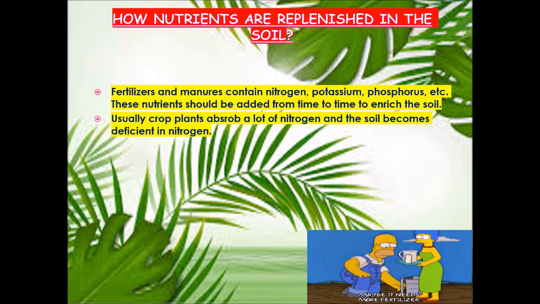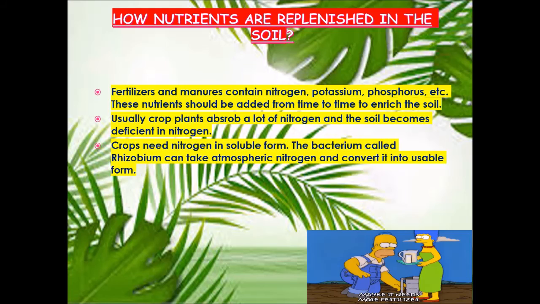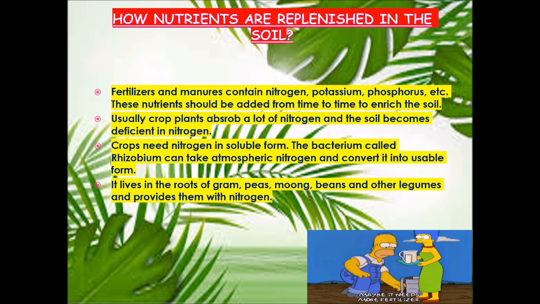You learnt that though nitrogen gas is available in plenty in the air, plants cannot use it in the manner they can use carbon dioxide. They need nitrogen in the soluble form. The bacterium called rhizobium can take atmospheric nitrogen and convert it into usable form. It lives in the roots of gram, peas, moong, beans and other legumes and provides them with nitrogen. In return, the plants provide food and shelter to the bacteria.